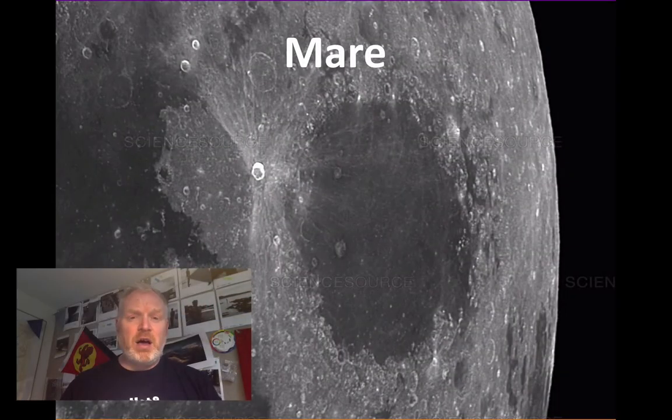The next word is the mare. These are the dark patches on the moon. They were originally thought to be seas. We now know that they're basaltic lava flows, which are younger than the rest of the moon's surface, which is why they're darker. They haven't weathered, and they tend to be smoother as well, as the lava has cooled to form these relatively smooth surfaces.